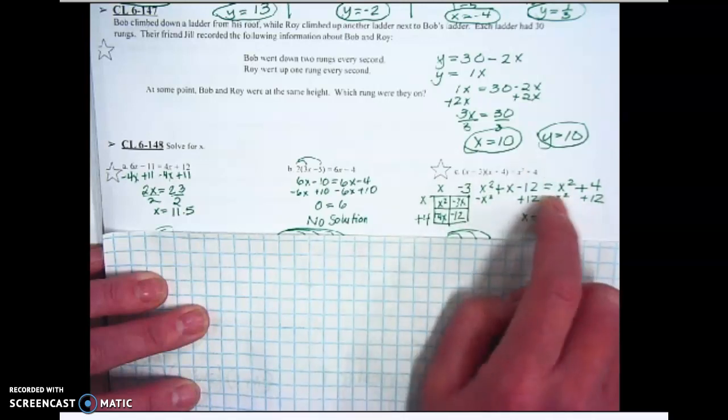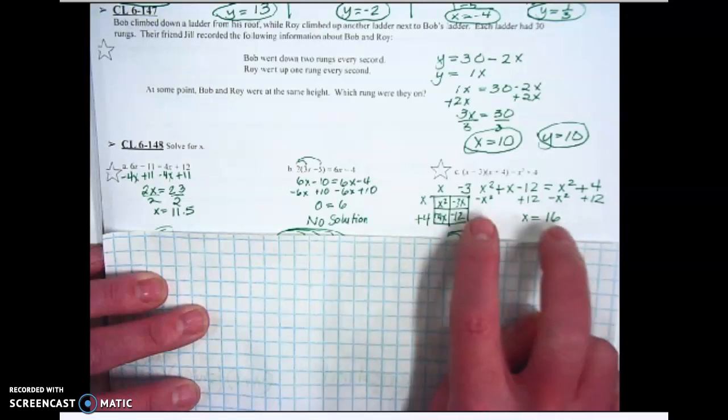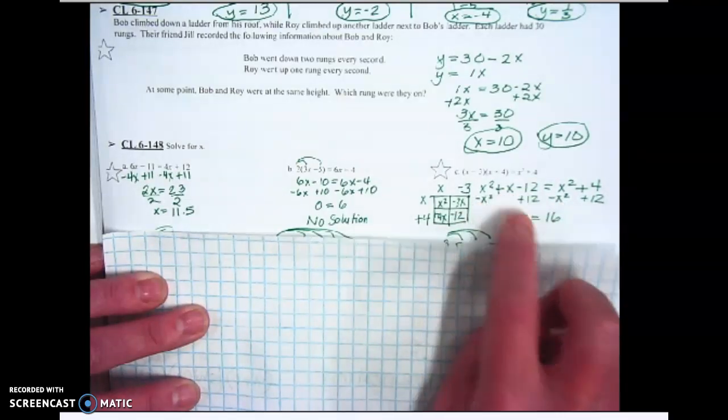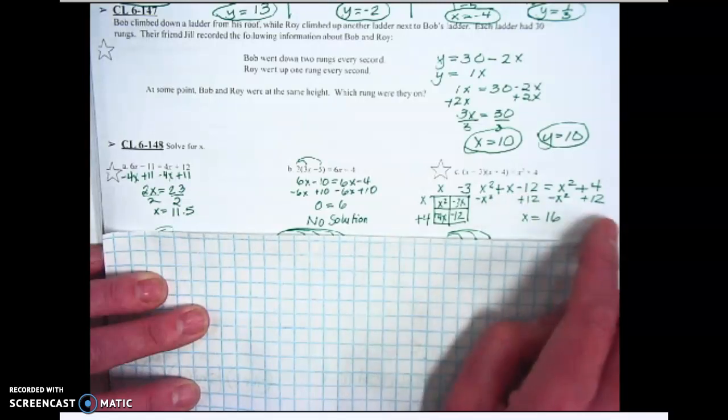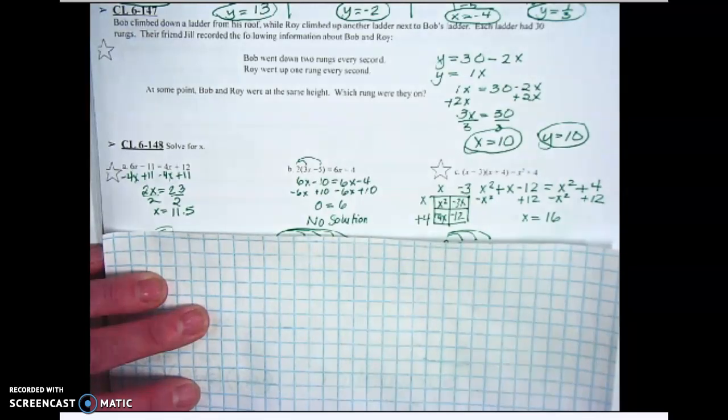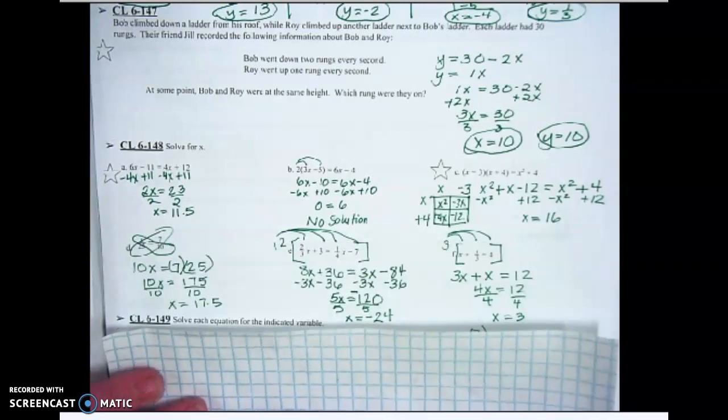When I set it equal to the other side, x squared plus 4, I notice that I have x squareds on both sides. So if I subtract that, I'm just left with an x. Add the 12 to both sides, so 4 plus 12 is 16. Any questions on A through C? No? All right. Here's D through F.